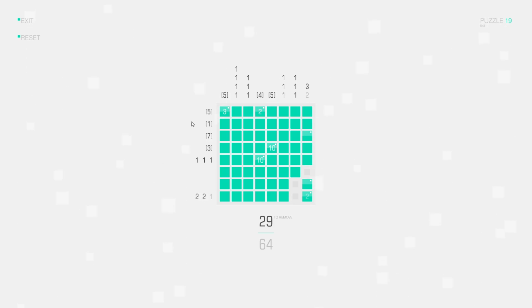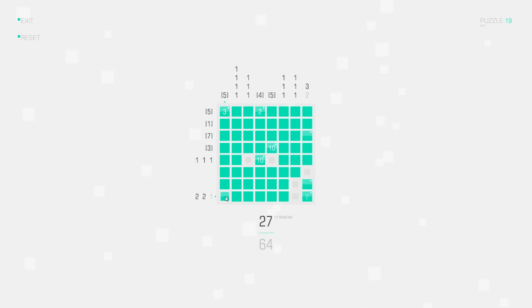Okay, let's look at the row clues here. This one doesn't help, this one doesn't help, this one doesn't help, and this one also doesn't help. Here I only have separate squares, so this one has to be a separate square, and we need two squares times two connected in this row.